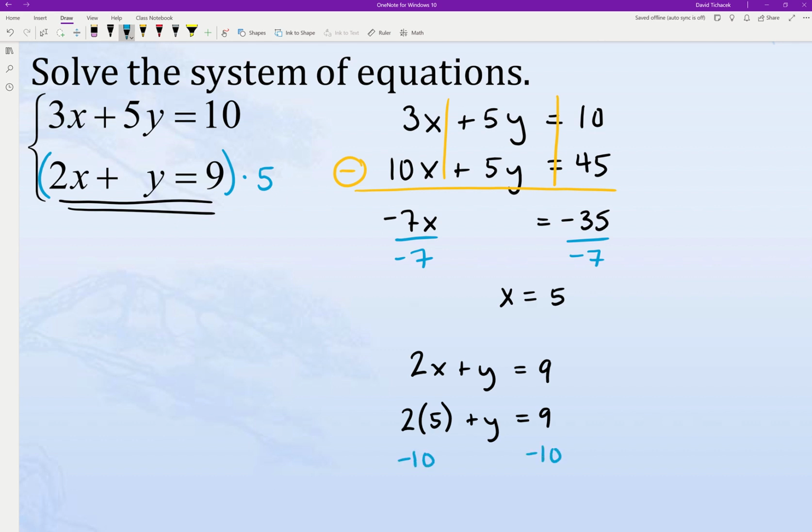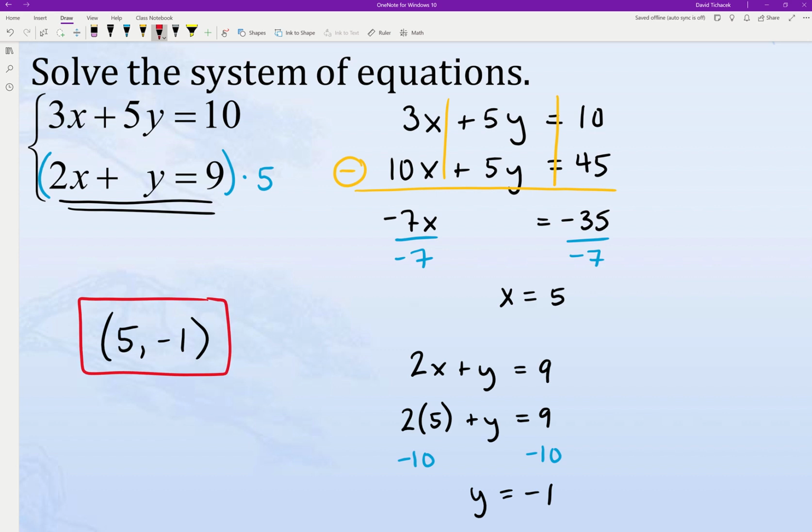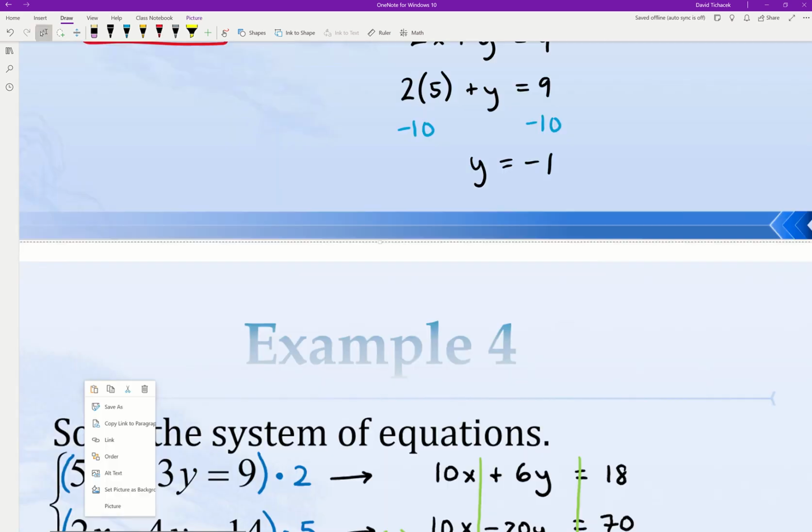I'm just going to go ahead and quickly subtract that from both sides. y is going to be equal to negative 1 here. So our final answer ends up being the ordered pair 5, negative 1. And that completes the problem. Okay, keep in mind that that is the pair of x and y's that if you were to plug them into both equations, it would make them true simultaneously.